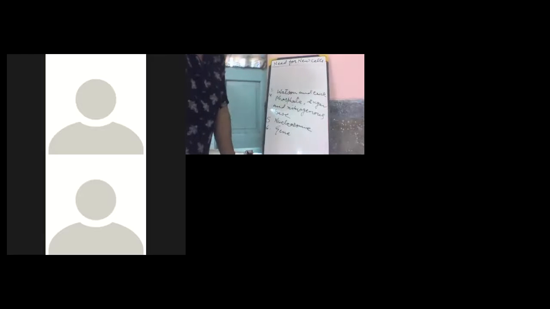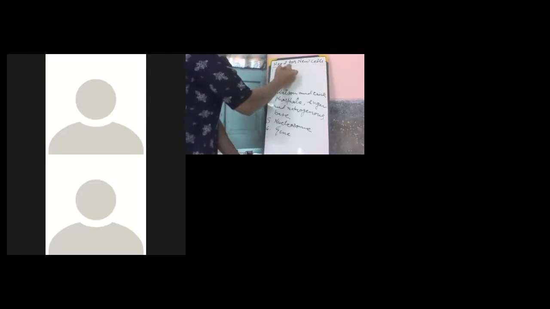New cells need to be produced. We have different reasons for new cells. First is for growth. If cells do not go for cell division, a newborn baby remains the same size. It will not get a particular shape and size and growth after 2 months, 3 months. So we need new cells for growth.